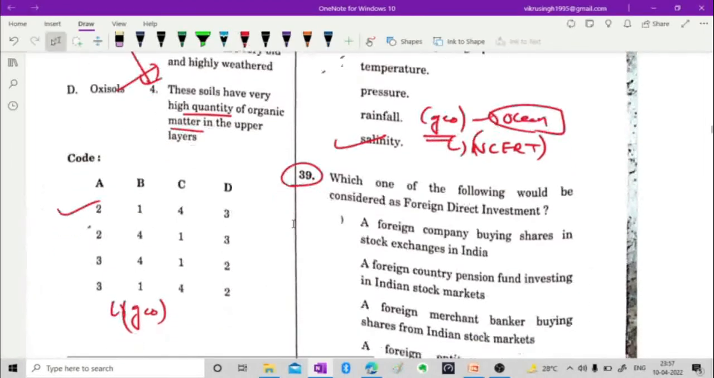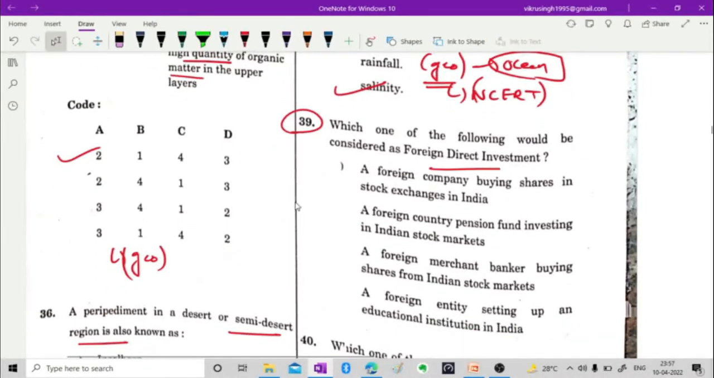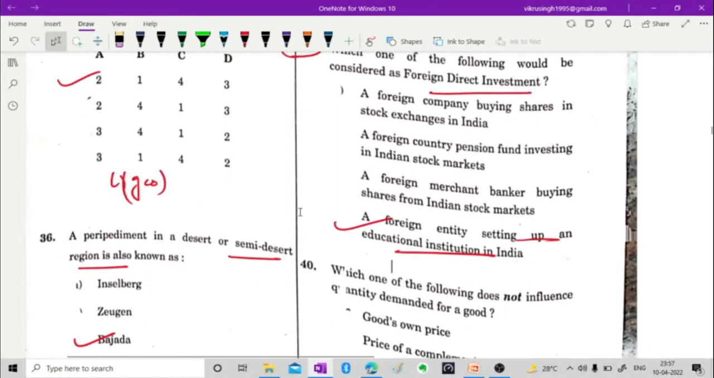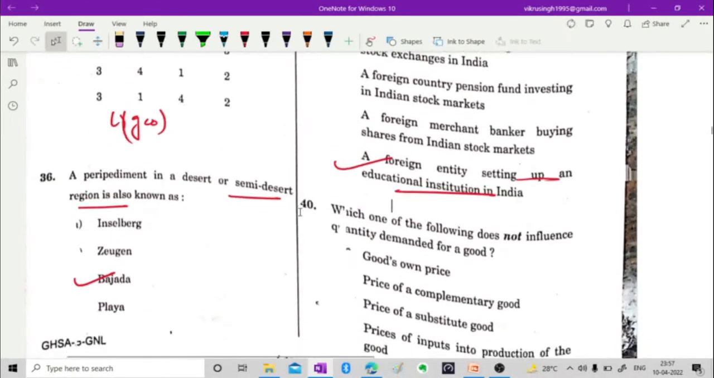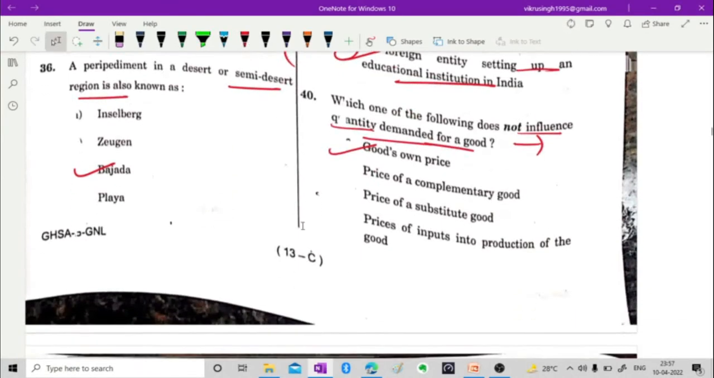Question number 39 says, which of the following could be considered as foreign direct investment, FDI, kisko kehte hain? A foreign entity setting up an educational institution in India is called foreign direct investment. Which of the following does not influence the quantity demanded? It is from economics. Ye bhi economics ke upar questions hai. So the goods' own price does not influence demand for a good.